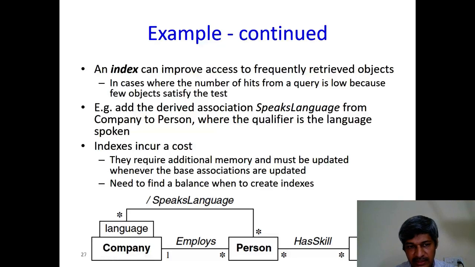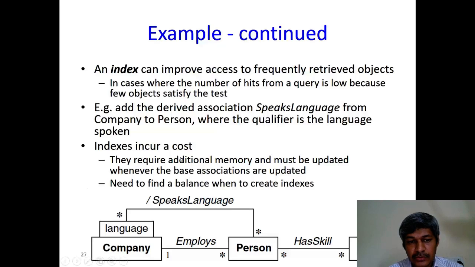So how do you actually maintain this index? Let's go with the same example. Earlier you had only this employees association. Now you put in a derived association, speaks language. For each person, you maintain another association, which is speaks language, and it is a qualified association. That particular language is the qualifier. We have seen qualified associations when we were studying class models, the class diagrams, in unit one.